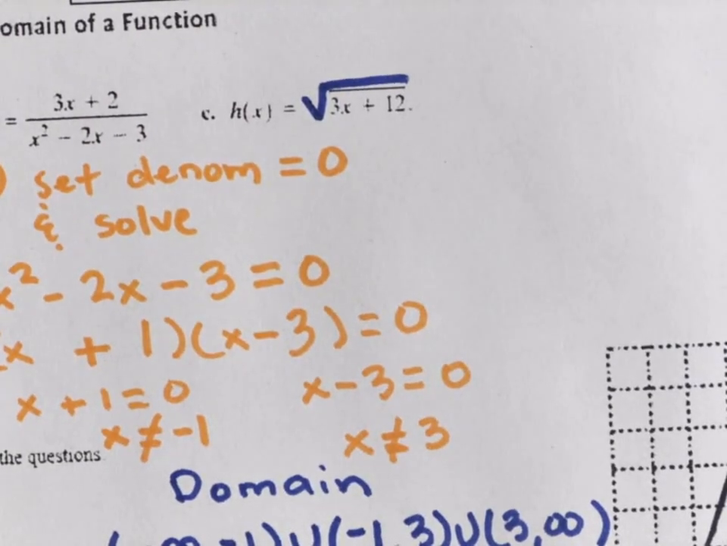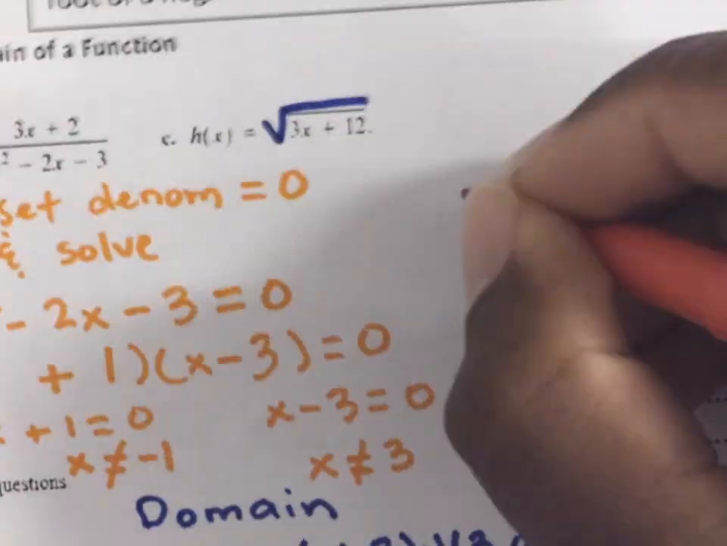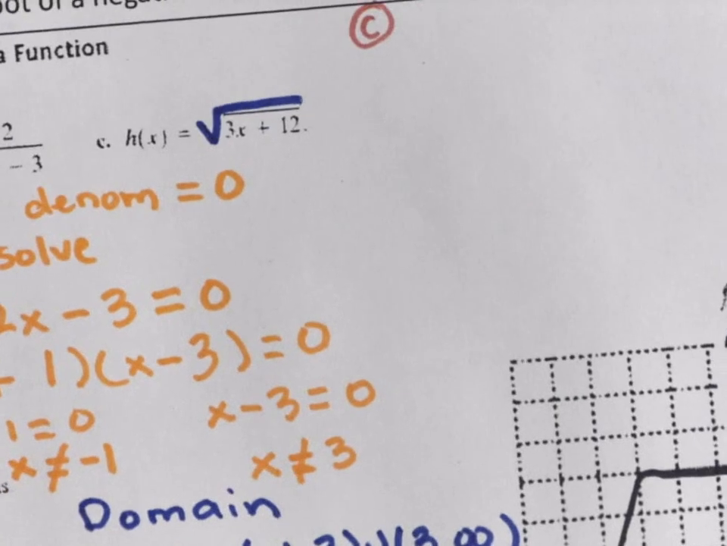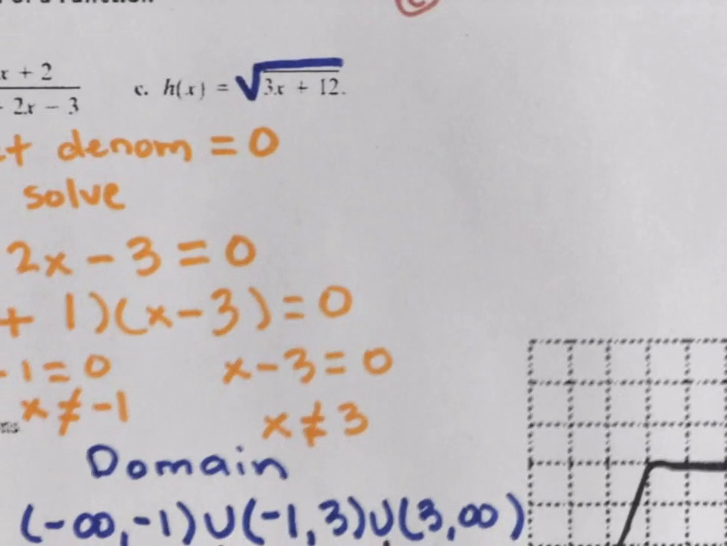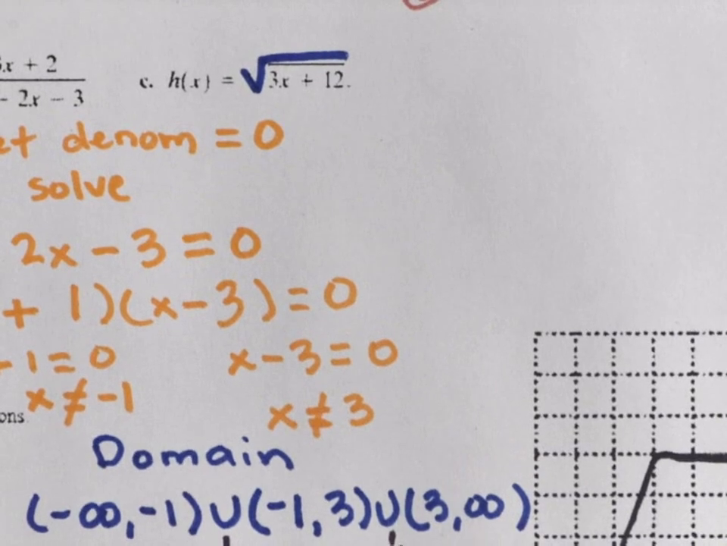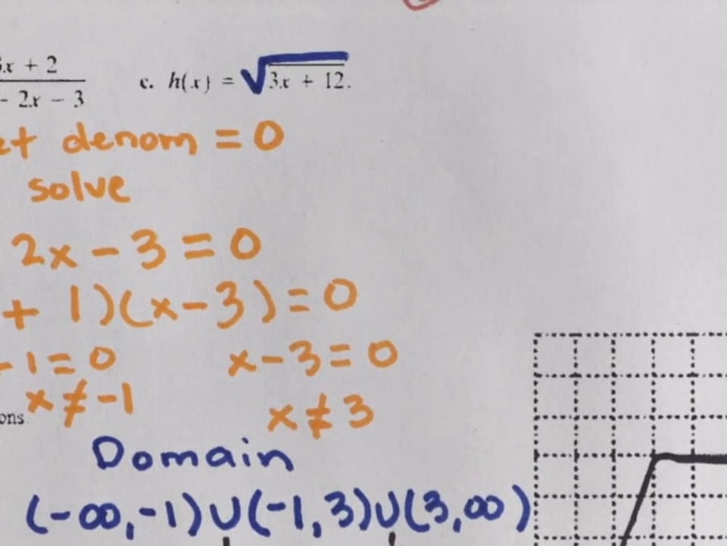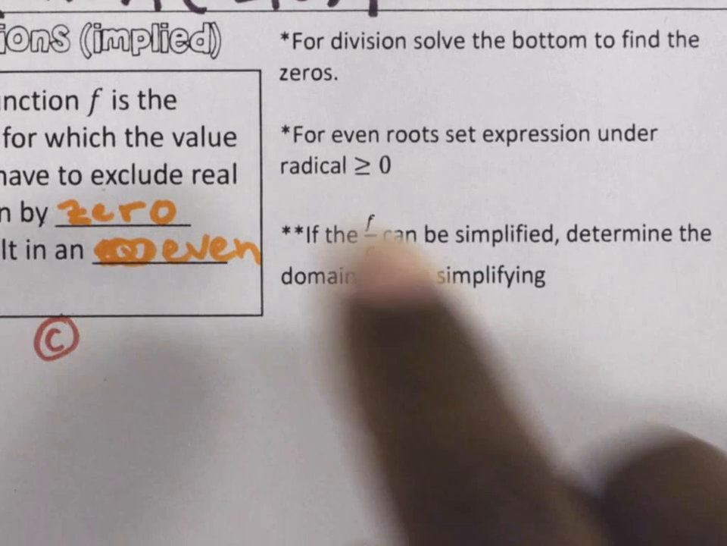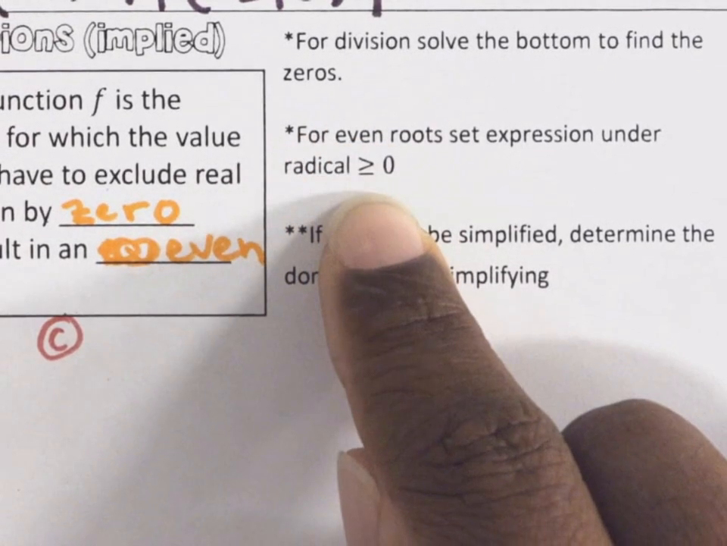All right. So let's finish this, and we're getting close to wrapping up. Okay, so like I said, when you get these functions, you ask yourself, do I have a fraction? For this one, no. So I don't have to worry about the bottom of anything. Do I have a square root? Yes. So whenever you have a square root, you're going to take what's under the radical, and you're going to set it greater than or equal to 0.